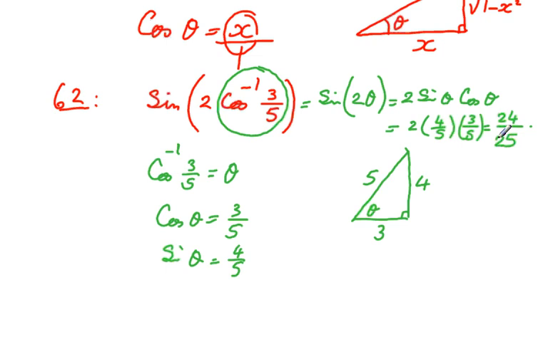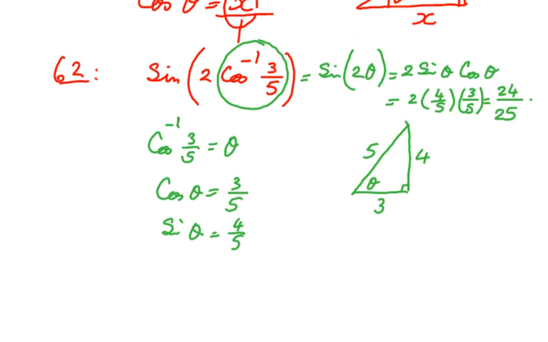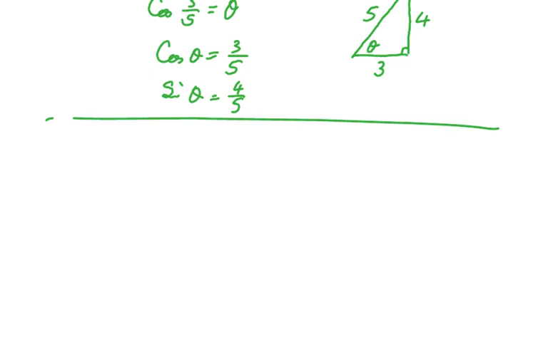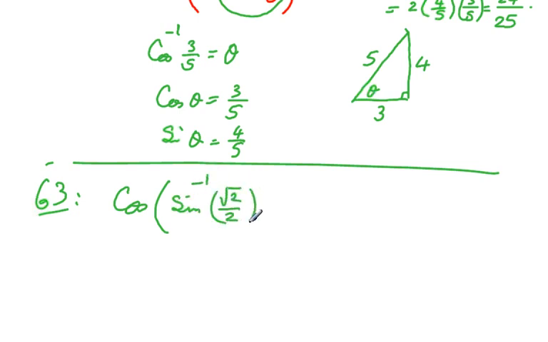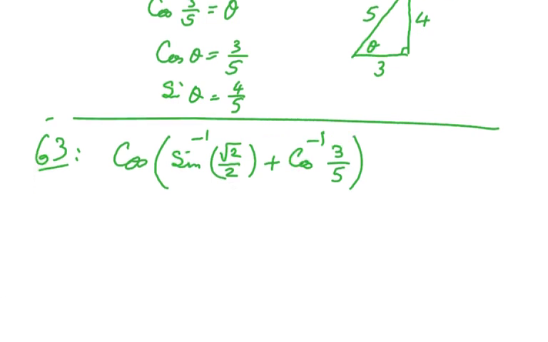Let's do one more before we take a short break. Everybody follow what happened here? Let's do 63. We have cosine of sine inverse of radical 2 over 2 plus cosine inverse of 3/5. Now, not only do we have mismatches, but also the angles are being added before you apply some trig functions to it. What's going to happen here? Well, we have 2 angles.